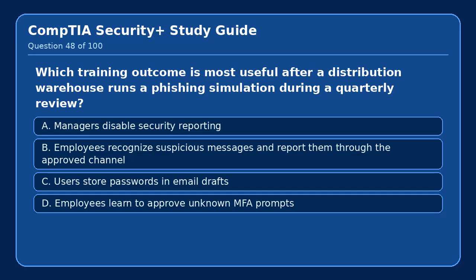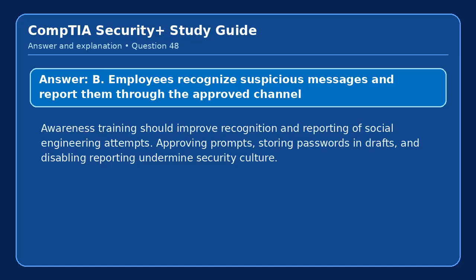Take a moment to choose your answer. The answer is B. Encrypt the files and restrict access to authorized recipients. Encryption and access control reduce the chance that sensitive data is viewed by unauthorized users. Open sharing, weak permissions, and public links expose the data instead of protecting confidentiality.